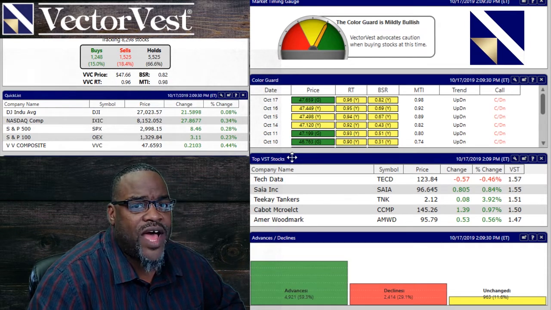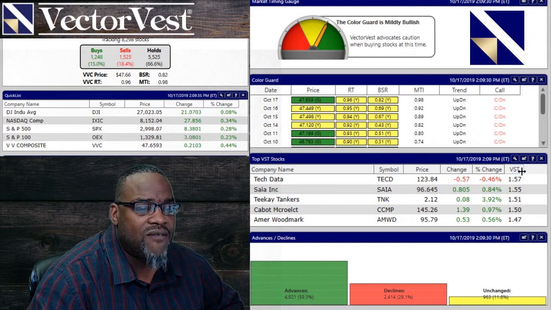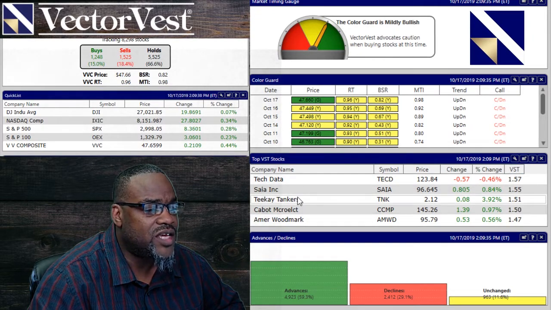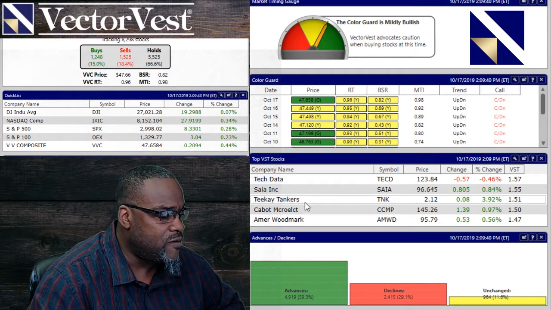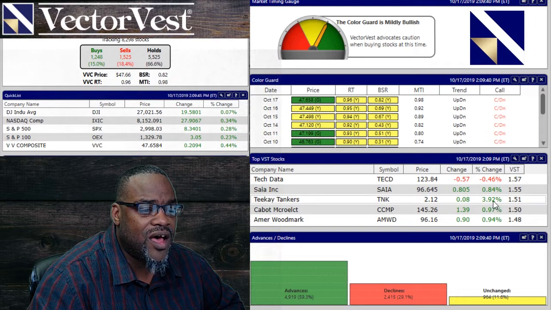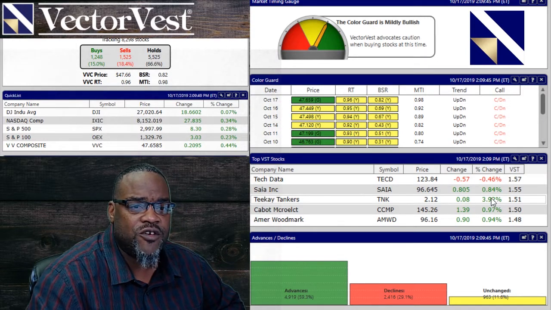We'll always provide you with the stocks in our database that have the best combination of value, safety, and timing. It is our master indicator for ranking stocks. One of the best stocks out of the top 5 happens to be a tanker, which is sitting at up 4% today. All right, so a lot of great information right at your fingertips.